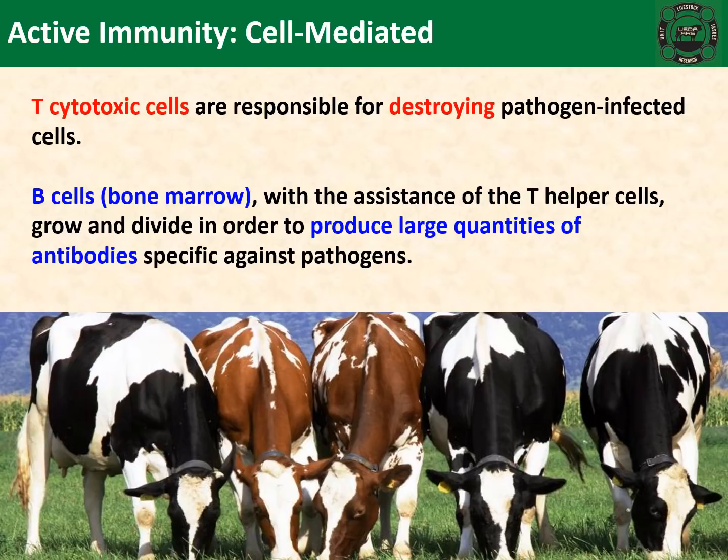Cytotoxic T cells, on the other hand, are capable of acting directly on the pathogen-infected cells in the body and destroying them. B cells, which originate in bone marrow, work in concert with T helper cells to help produce large quantities of antibodies, which are specific to a particular pathogen and provide long-term immunological protection.